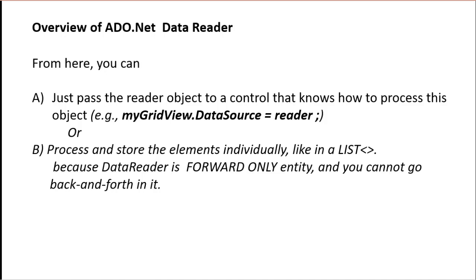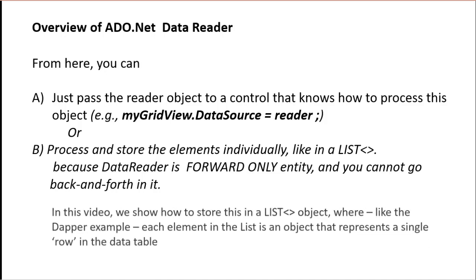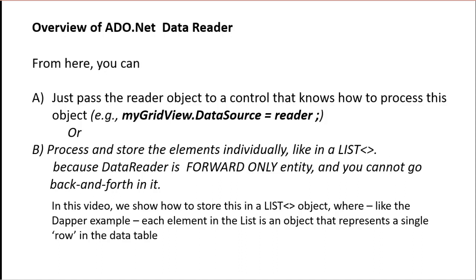Or you can process and store the elements individually, like in a list, because the data reader is a forward-only entity. You cannot go back and forth in it. In this video, we're going to show you how to store this in a list object where, like the Dapper example, each element in the list is an object that represents a single row in the data table.